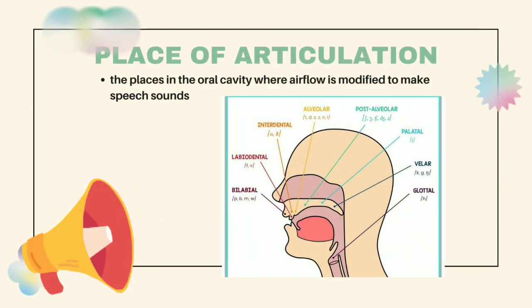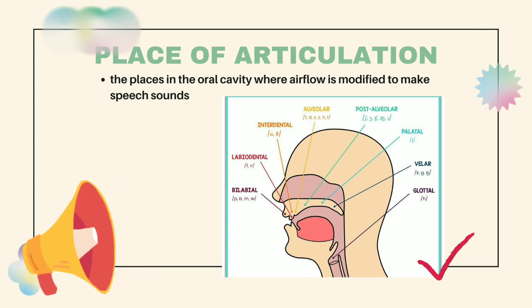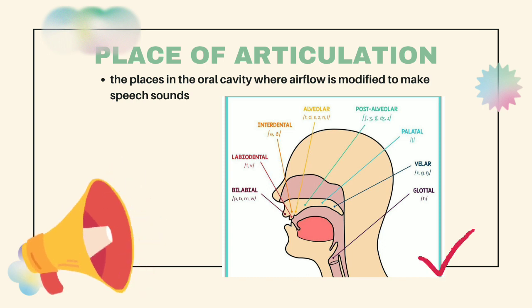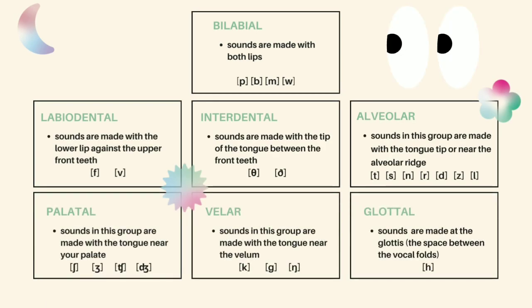Next up is the place of articulation. The places in the oral cavity where airflow is modified to make speech sounds. So as you can see in the picture, we have bilabial, labiodental, interdental, alveolar, post-alveolar, palatal, velar, and glottal. So what is bilabial? It is the sounds that are made with both lips. English contains the following bilabial consonants.